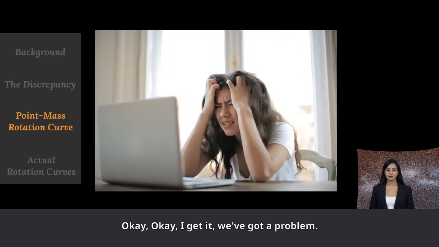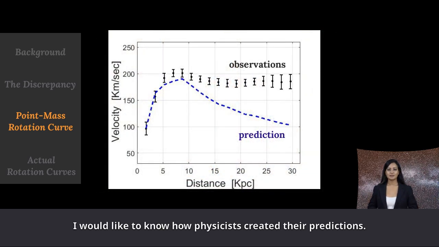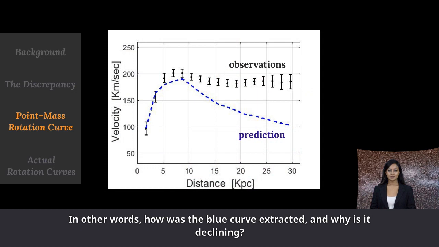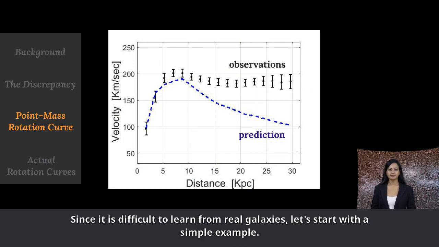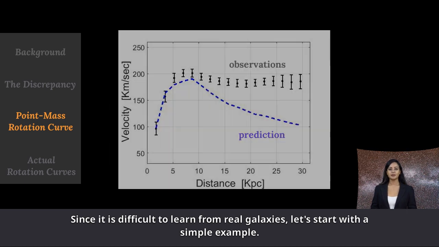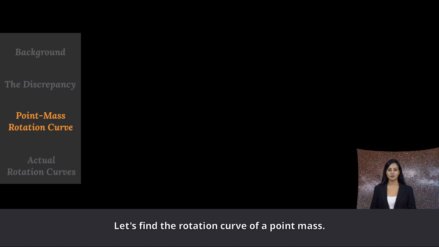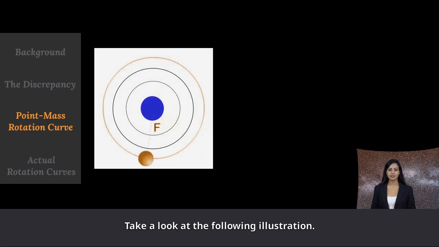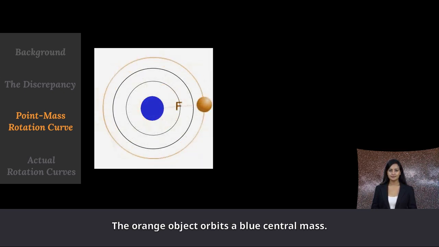Okay, I get it, we got a problem, but I still feel something is missing. I would like to know how physicists created their predictions. In other words, how was the blue curve extracted and why is it declining? Since it is difficult to learn from real galaxies, let's start with a simple example. Let's find the rotation curve of a point mass. Take a look at the following illustration. The orange object orbits a blue central mass.